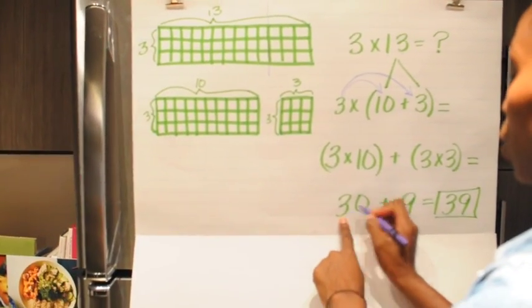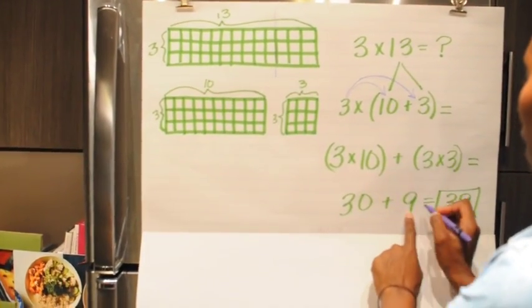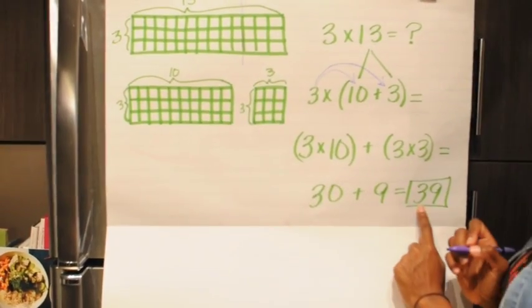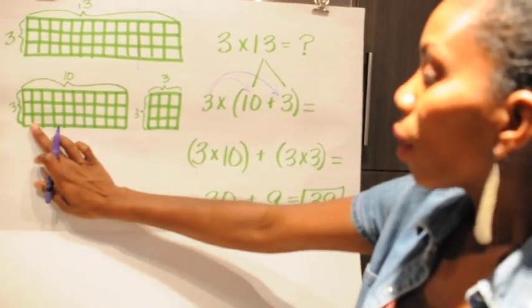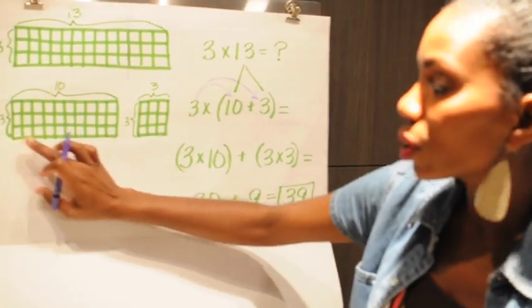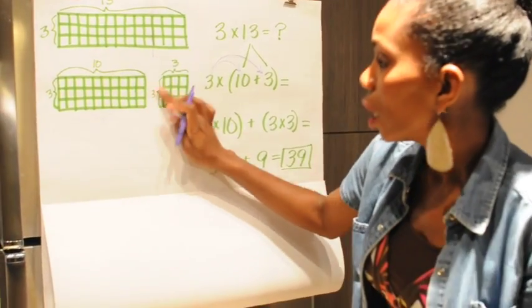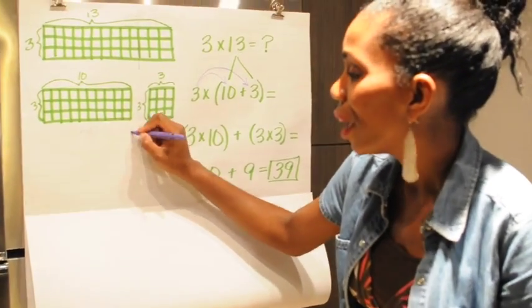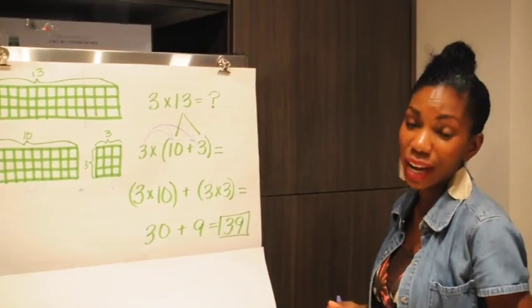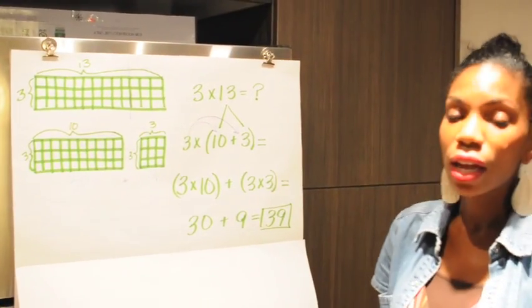3 times 10 is 30, plus 3 times 3 is 9. So 30 plus 9 would be 39. When I look right here, if I wasn't certain, I can think, a 3 by 10 array would be 30. A 3 by 3 array would be 9. Add that together and that's 39.